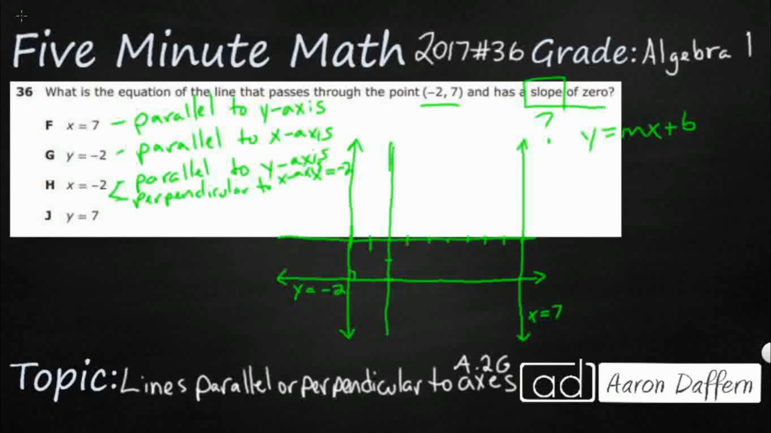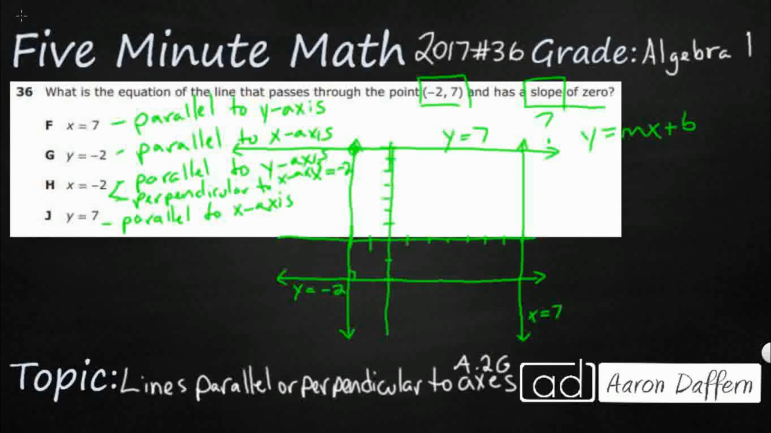y equals 7. So let's do 1, 2, 3, 4, 5, 6, 7, and we're just going to draw it this way. So y equals 7 is going to be parallel to the x-axis. All right, so I've drawn all four, and it needs to go through the point -2, 7. So here is my -2, 7. You see how it connects right there?